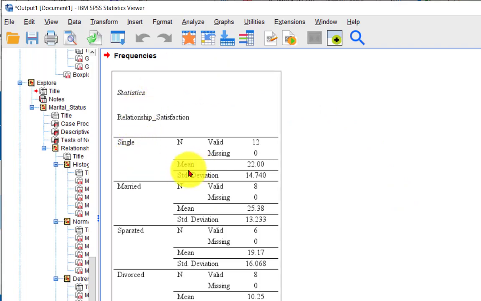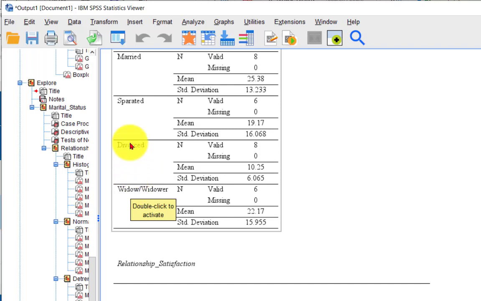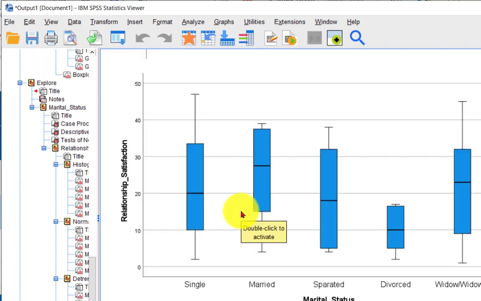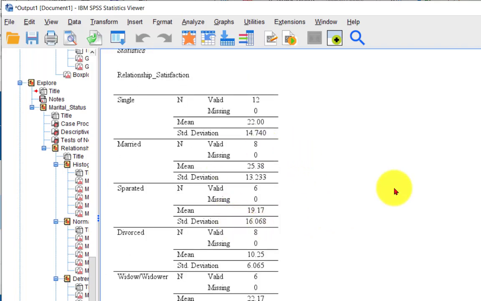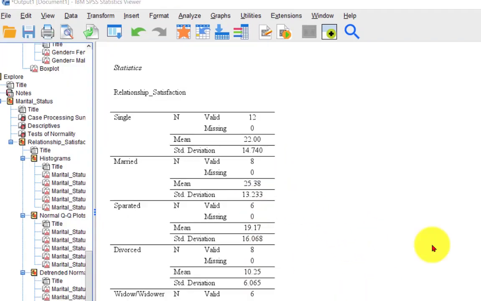So here's the single results, right? The mean is 22. The married is 25. Separated, and I misspelled separated, don't beat me to death there, but that's 19, divorced, right? So that's one way to do it, is the split files, besides the way we did it before, okay? So split file is very, very handy. And so that's that.